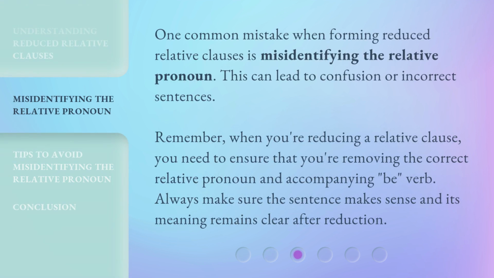One common mistake when forming reduced relative clauses is misidentifying the relative pronoun. This can lead to confusion or incorrect sentences. Remember, when you're reducing a relative clause, you need to ensure that you're removing the correct relative pronoun and accompanying be verb. Always make sure the sentence makes sense and its meaning remains clear after reduction.